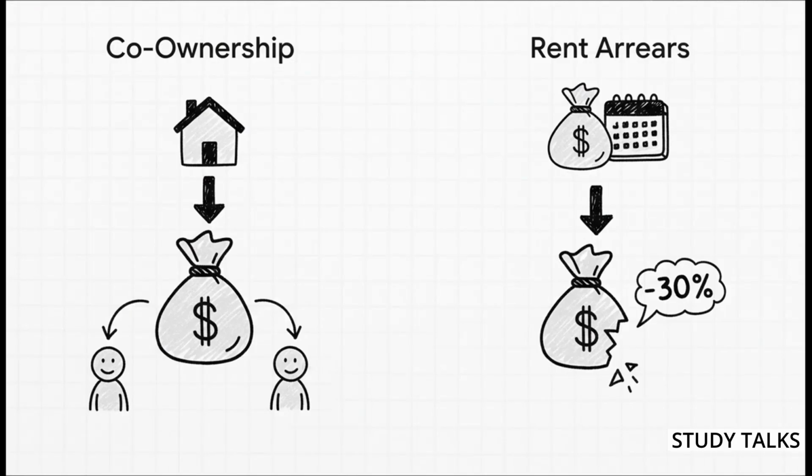For co-owned properties, it's actually pretty straightforward. First, you calculate the income for the entire property, just as if one person owned it. Then you simply split that final income or loss number among the owners based on their share. Easy. And for rent arrears, old rent you finally get paid, it's taxed in the year you receive it. And the good news is, you get a flat 30% deduction on that amount, no questions asked.